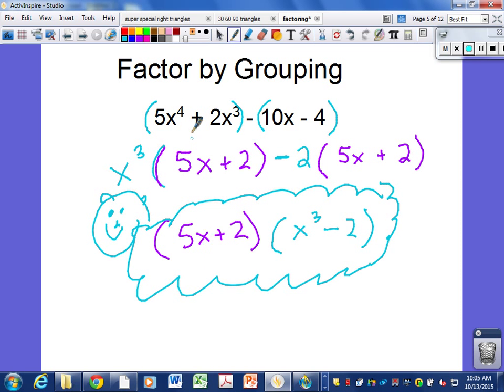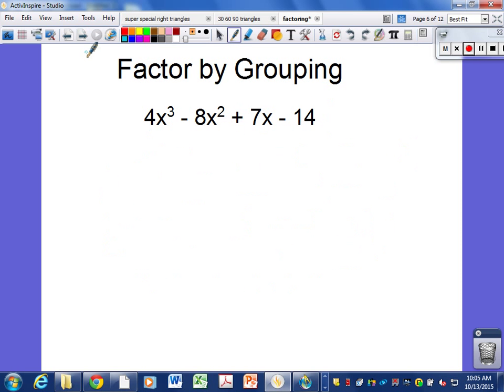Factoring by grouping: you always put the first two together and the second two together. One more example. Group here, group there. 4x cubed minus 8x squared have a 4 and an x squared in common, leaving us with an x minus 2. 8 divided by 4 is 2. The x squareds are all out.